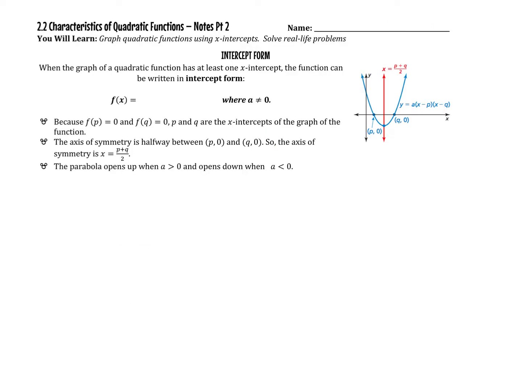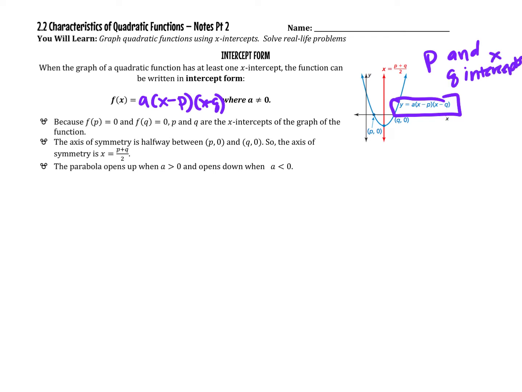So let's first talk about what intercept form is. When the graph of a quadratic function has at least one x-intercept, it can be written in this specific form, which we can see here, and this is called intercept form. So a times the quantity x minus p times the quantity x minus q, where a is not 0, otherwise this wouldn't be a quadratic, and p and q are our x-intercepts. Because if we plug p into the function, we get 0, and if we plug q into the function, we get 0.